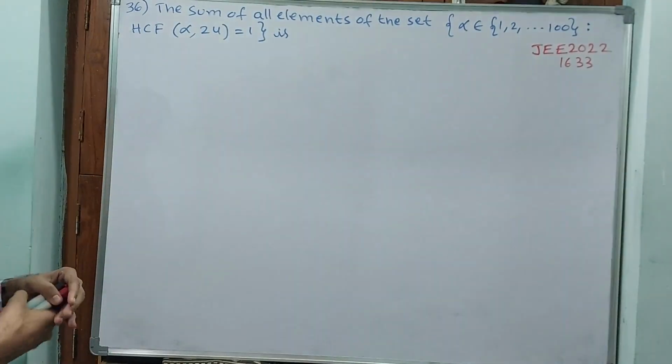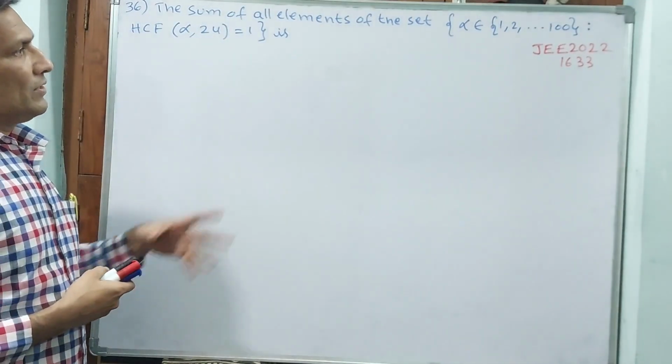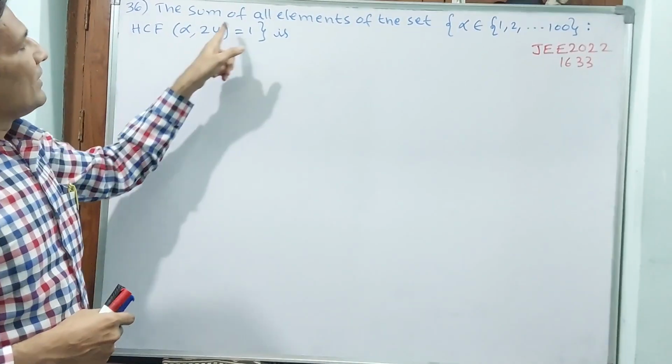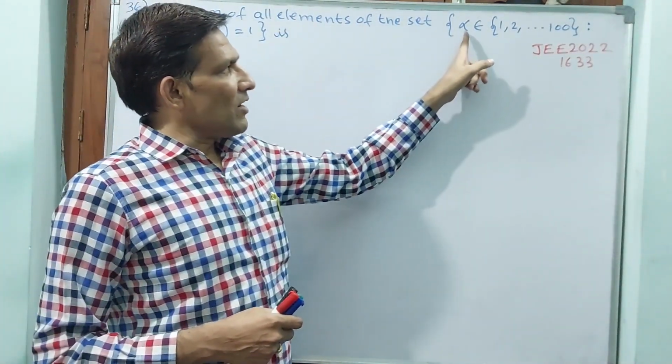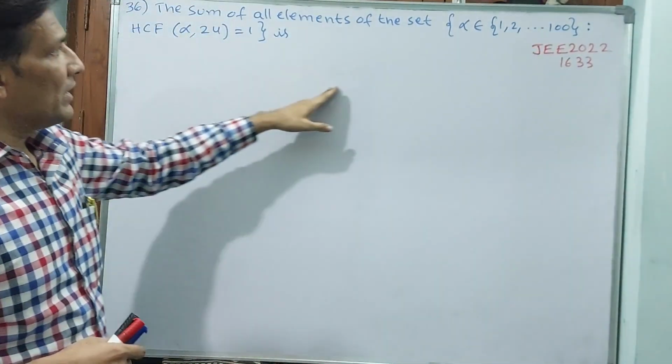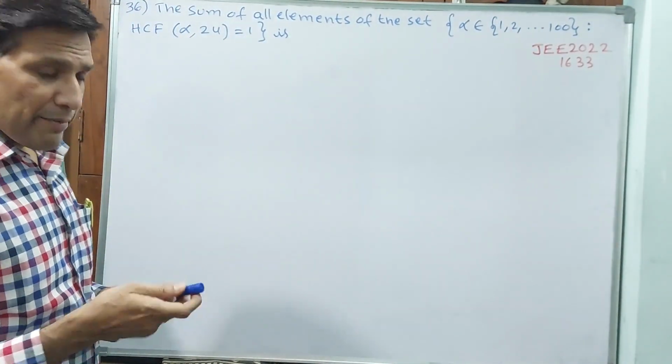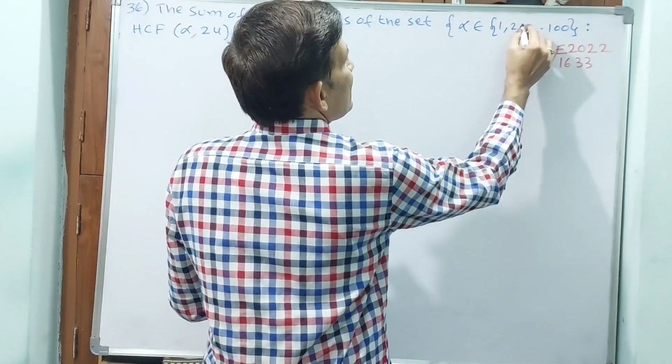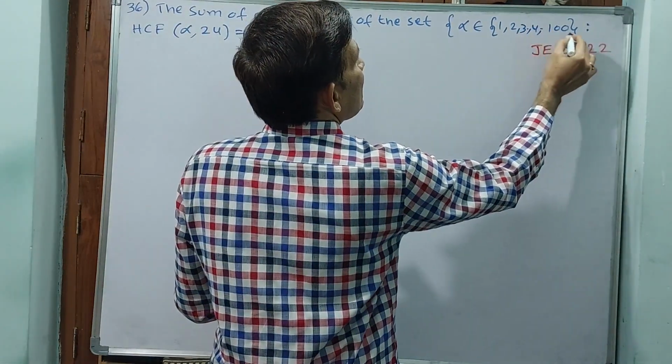Okay, see, question number 36, JEE 2022 question. The sum of all elements of the set alpha belongs to 1 to 100 natural numbers. Okay, all are there. 1 to 100 means every number is there here. Even I will write 3, 4 also, up to 100.